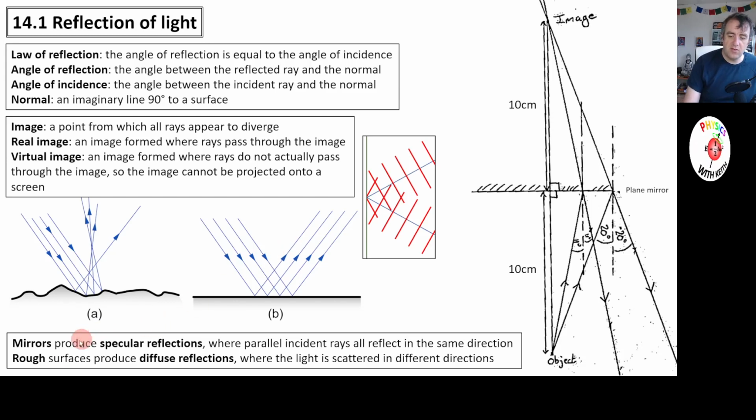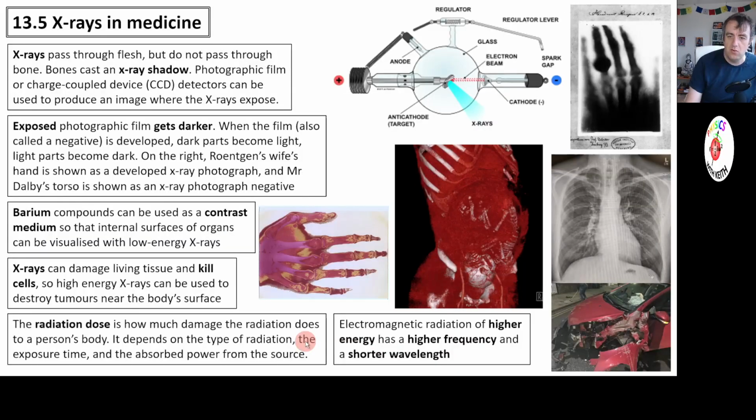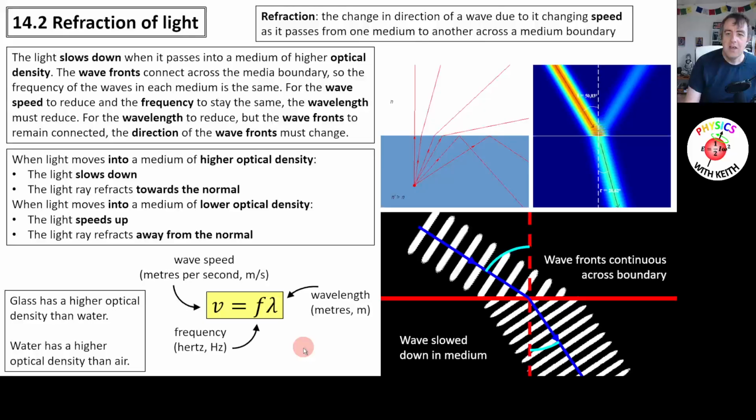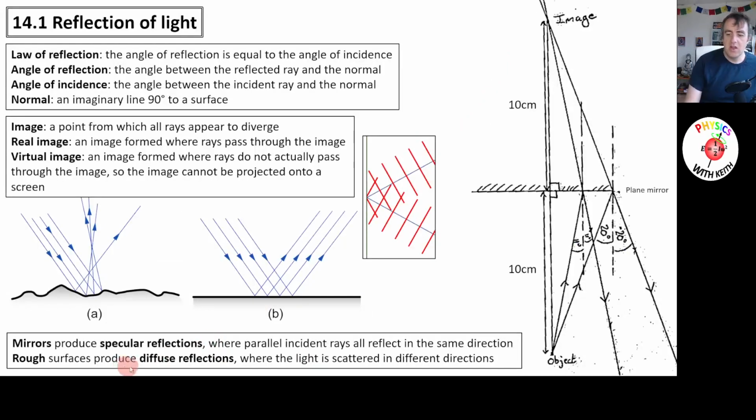Now, I've mentioned that is for specular reflections. Mirrors produce specular reflections. This is the idea that parallel rays are travelling in the same direction, and rough surfaces produce diffuse reflections.